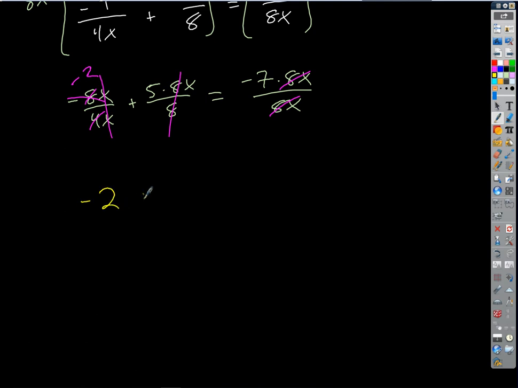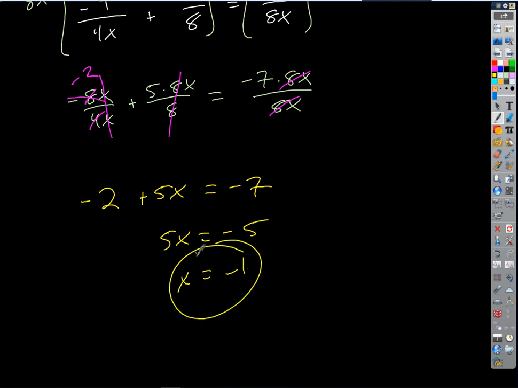So we end up with a pretty simple equation to do. Negative 2 plus 5x equals negative 7. That's pretty simple, right? So if we add the 2 over here, I get 5x equals negative 5. What's x? Negative 1. How could I check it?